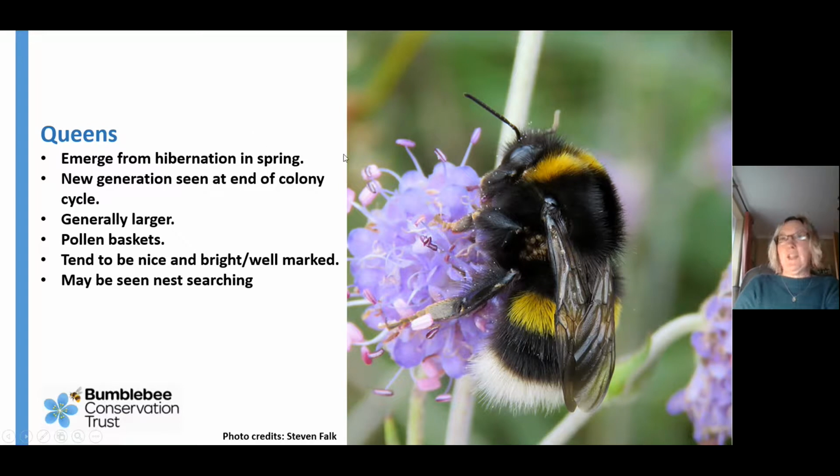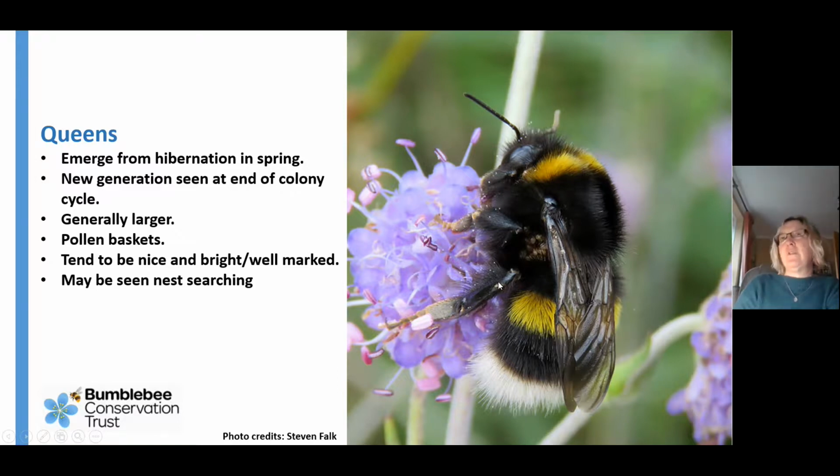So from that, the queens, they emerge from hibernation in the spring. So you will see queens in the springtime, as I've said, often showing nest searching behaviour or feeding up on things like willow. But you will see another generation of queens at the end of the colony cycles later in the summer as well, as the new daughter queens emerge. They're generally relatively large compared to other bumblebees you'll see in the summer, although it does vary slightly with species.